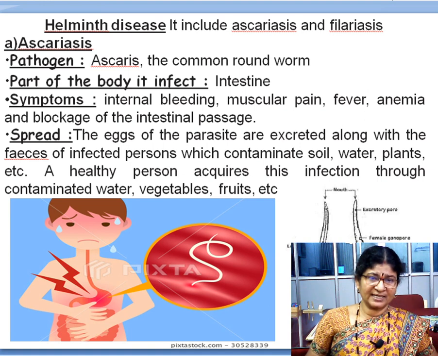It is through contaminated food and water. The food mainly includes vegetables and fruits. How? When the person is suffering with ascariasis, the eggs of Ascaris lumbricoides will be in the alimentary canal of the patient. During defecation, along with the feces, the embryonated eggs are discharged, and this human feces will contaminate the soil, water, and the plants.